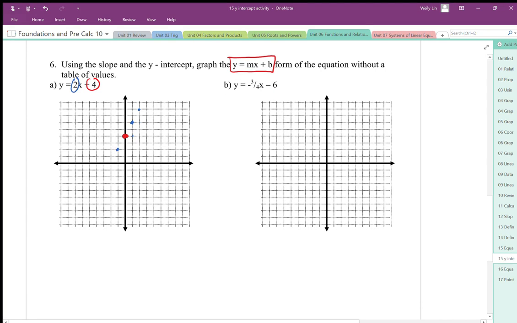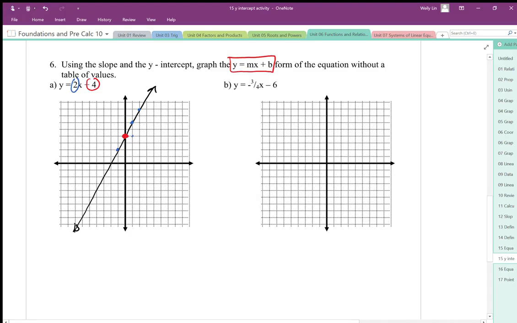So I have both the positioning and angle of the line, and I can now draw in this line without making a table of values. I just use a starting position. I've used the starting positioning and the patterning of the slope.